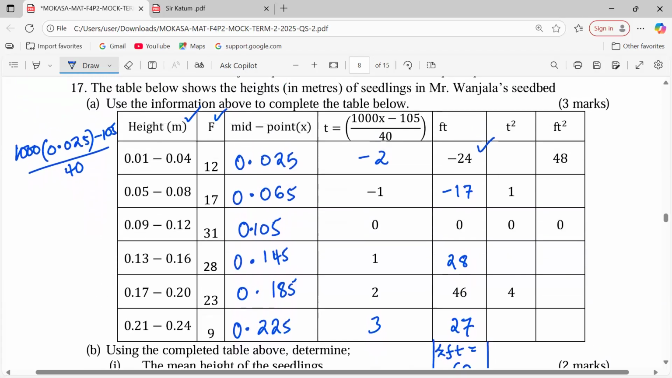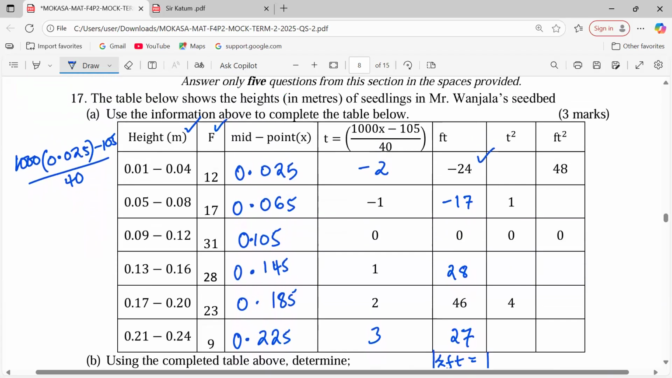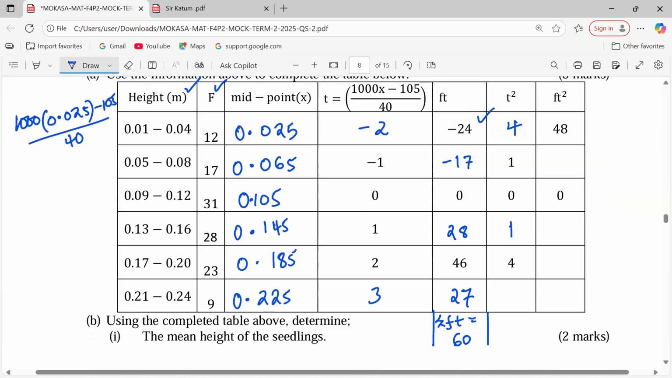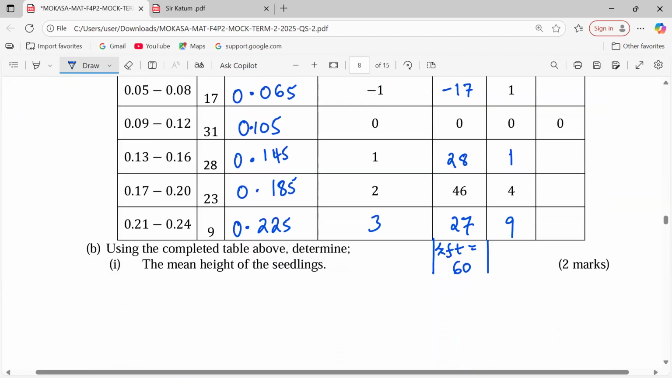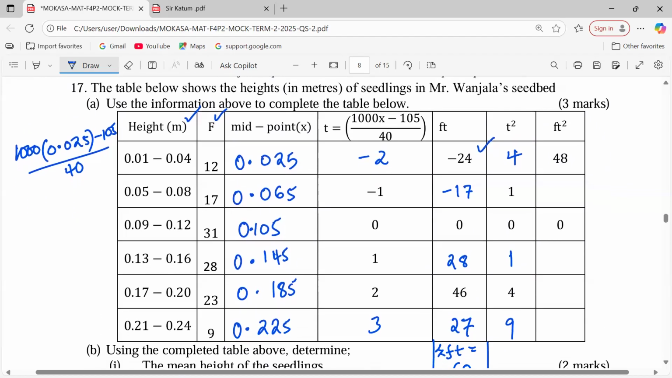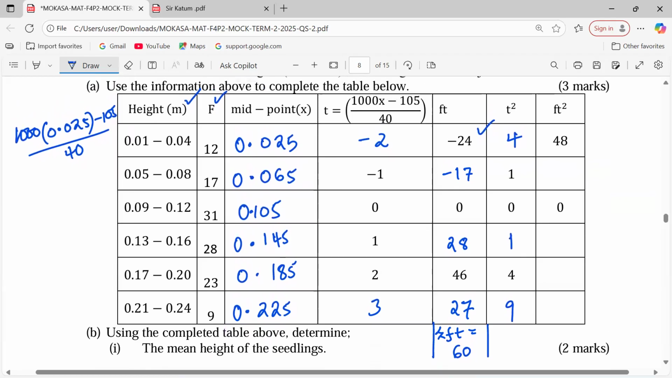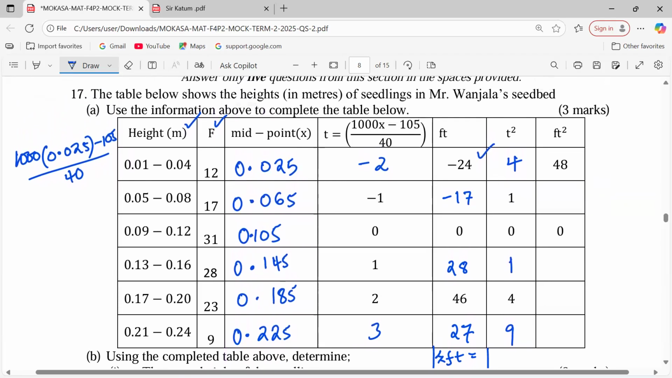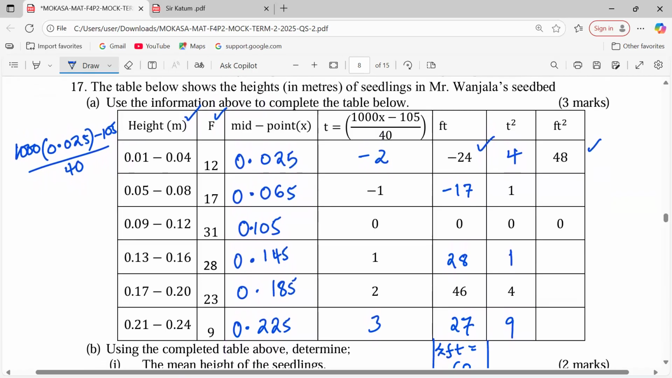The next one is t squared, so that we multiply f t squared. When we square t, this shall be 4 because it's negative 2 squared. This is 1, 0. 1 squared is 1. 3 squared is 9. So f t squared. Each part in t squared should be multiplied by f. For example, 12 by 4, 48. 17 by 1, it remains 17.